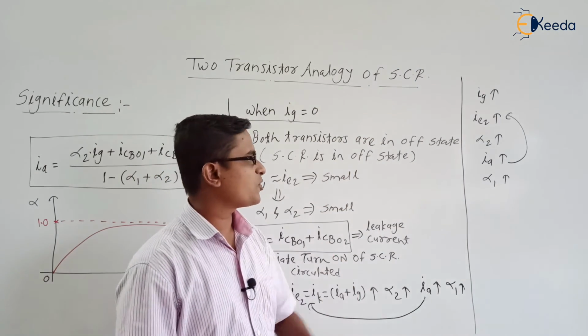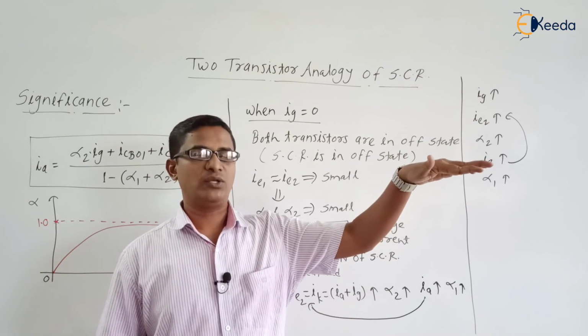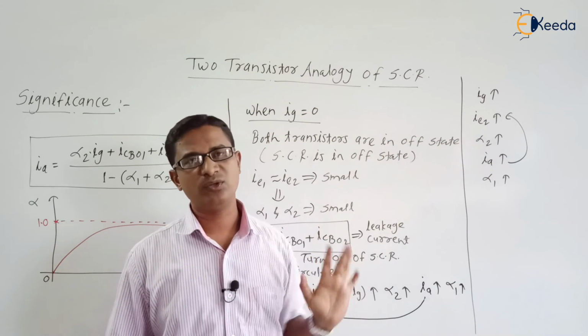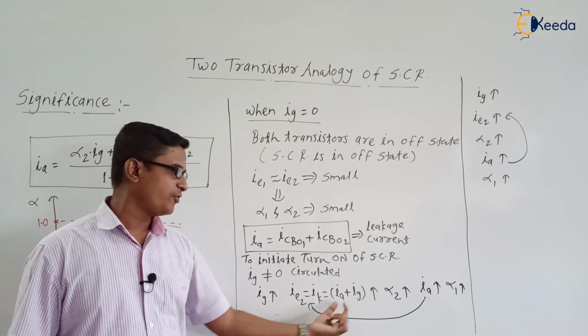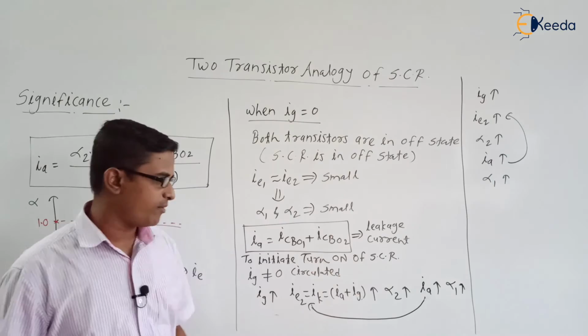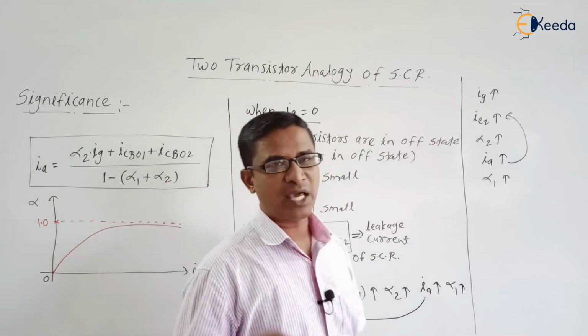So this process goes on repeating till Ia reaches the steady value, that is, the high value. Suppose after circulation of the small gate current, if we remove the gate current, then also no problem, this process goes on continuing. Are you getting the point?